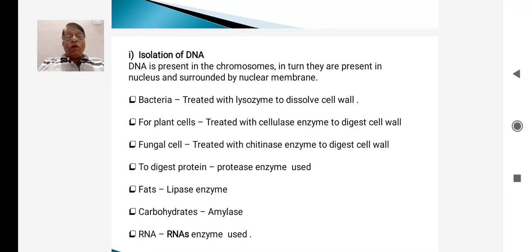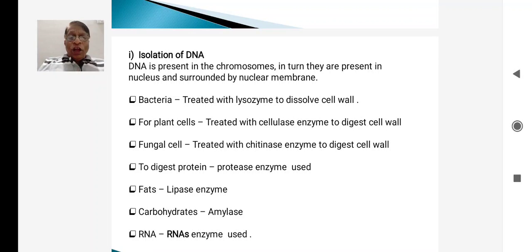You imagine you are isolating the DNA from fungal cells. The fungal cells are treated with chitinase enzyme to digest the cell wall. Thus, appropriate enzymes are used to isolate the DNA.